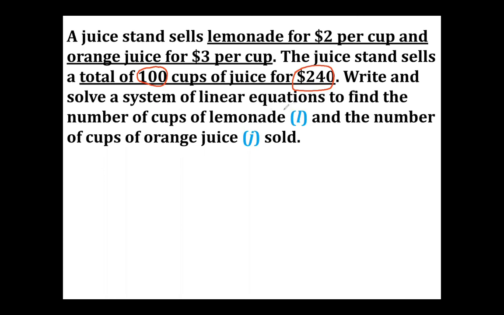We don't know the number of cups of lemonade or orange juice that we sold, so we would just leave L plus J equals a total of 100 cups of juice. But we do know that each cup of lemonade is $2 and each cup of orange juice is $3. So you can set one of your equations to the total of $240 and you would have 2 times L, which represents lemonade, plus 3 times J, which represents orange juice.